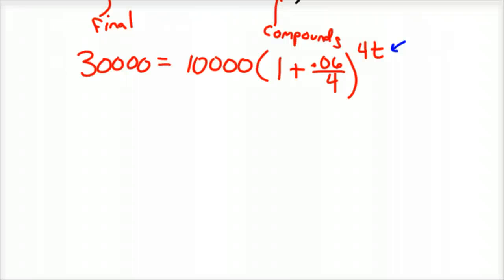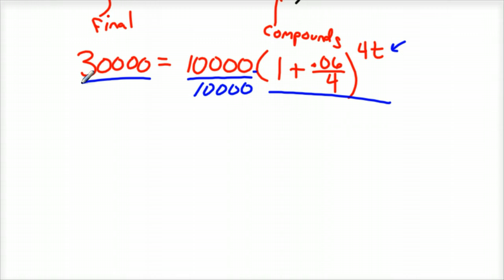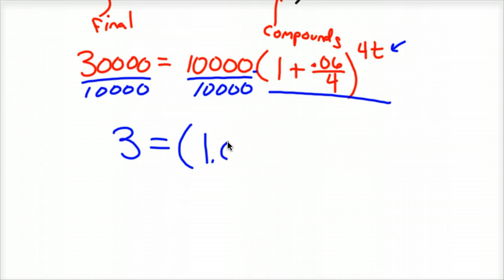To use a logarithm on this, the first thing you have to do is isolate this exponential term, the base and the exponent. So I'm going to divide by 10,000 to get that out of there, since it's multiplied, inverse dividing by 10,000 on both sides. And so we'd have 3 equals, well, 1 plus 0.06 divided by 4 is 1.015, all to the 4t. Now that that exponent's isolated, we can go ahead and apply a logarithm to that.